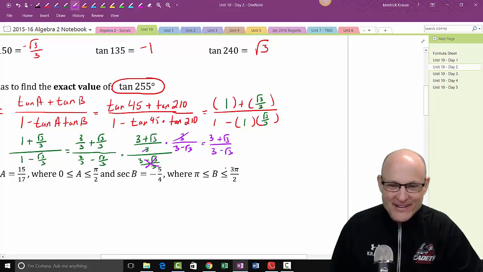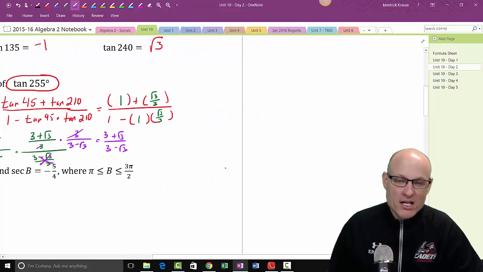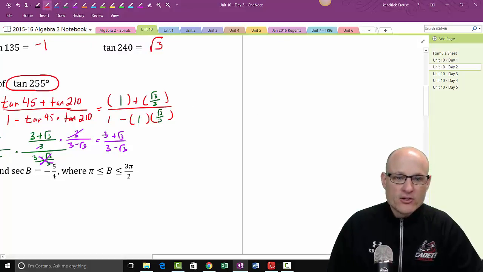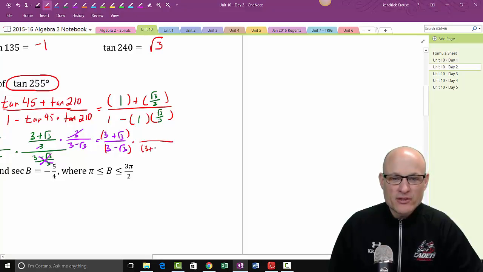I know what you're thinking. Oh, I hope we're done. No, you can't leave radicals in the denominator of a fraction, kids. You know that. So we're going to put this back in parentheses. We're going to multiply by the conjugate, which is 3 plus radical 3. Now you wonder why we waited for tangent to be last.